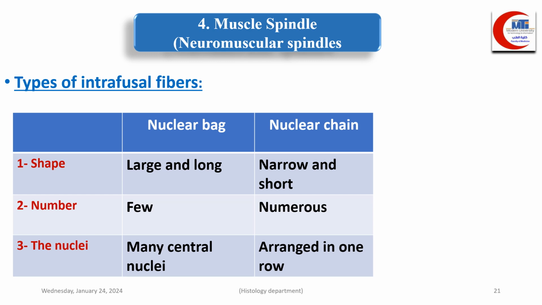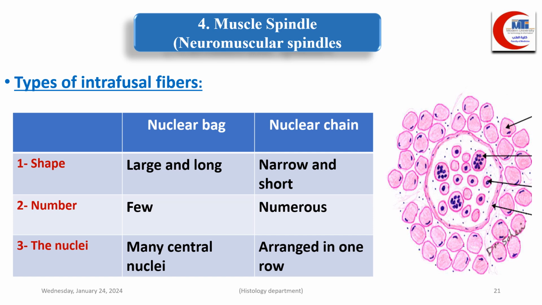What about the nuclei? As I have noticed, there are many central nuclei inside the nuclear bag, here we can see, and there is one row of nuclei present in the nuclear chain. So the shape: nuclear bag large and long, nuclear chain narrow and short. As regards the number, nuclear bag few in number, but nuclear chain numerous in number. As regards the number of nuclei and the site, the nuclear bag has many central nuclei, and the nuclear chain has nuclei arranged in one row.